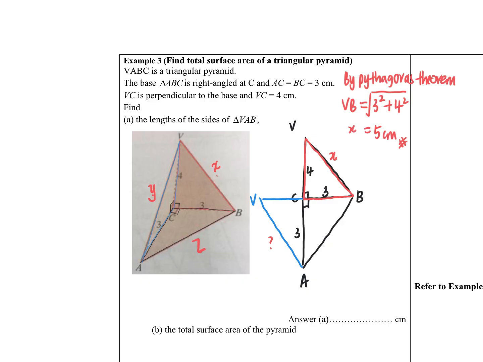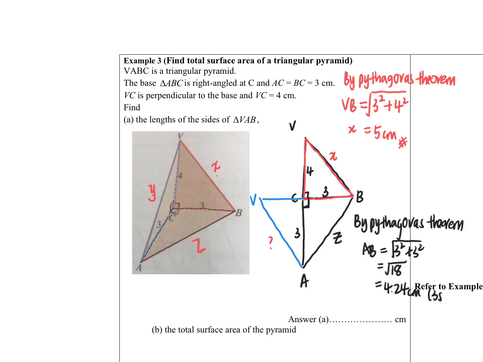Okay, next one I want to find Z. So to find Z again is another Pythagoras theorem. So by Pythagoras theorem, AB is square root of 3 square plus 3 square, which is square root 18. If you give me 3SF, it will give you 4.24 cm, 3SF.